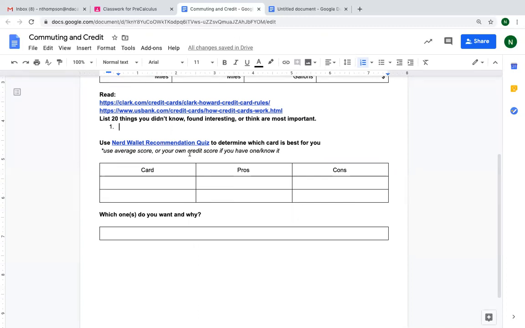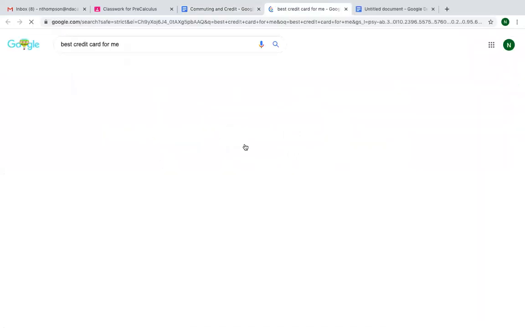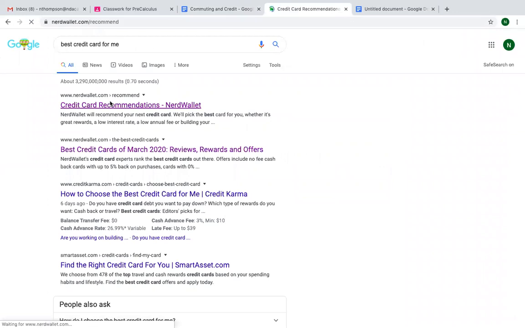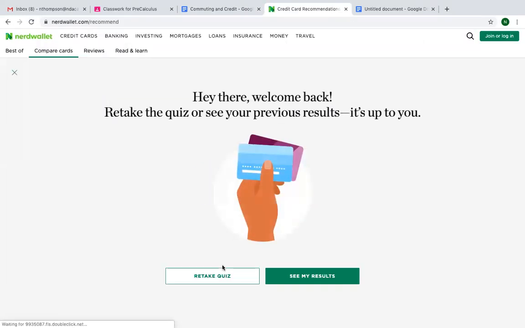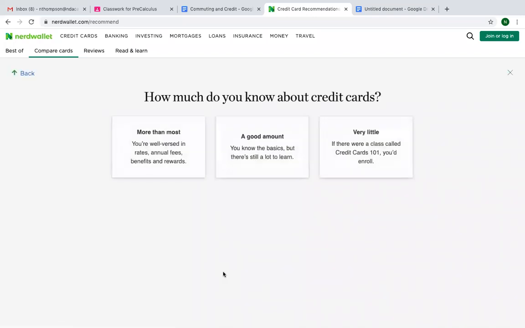If you already have a credit score, you can use that one. Otherwise, you're going to use average score. And I'll show you what I mean by that. So you'll click on the link, and then click on credit card recommendations. And your screen will take you straight to this. I've already taken it just to see how it works.